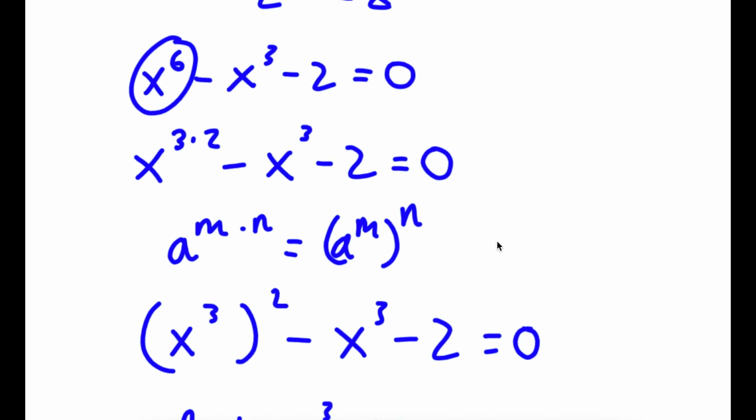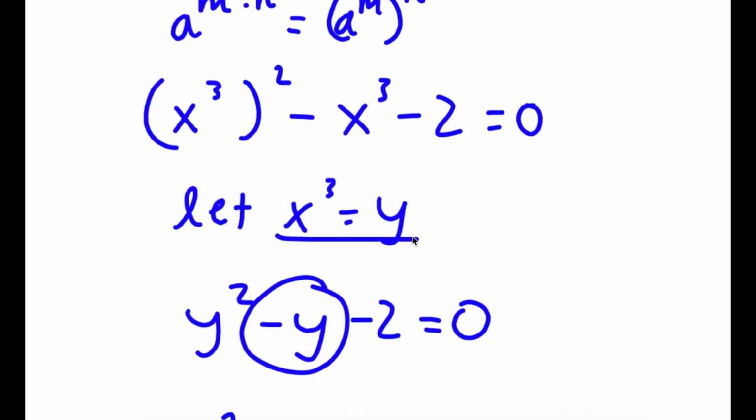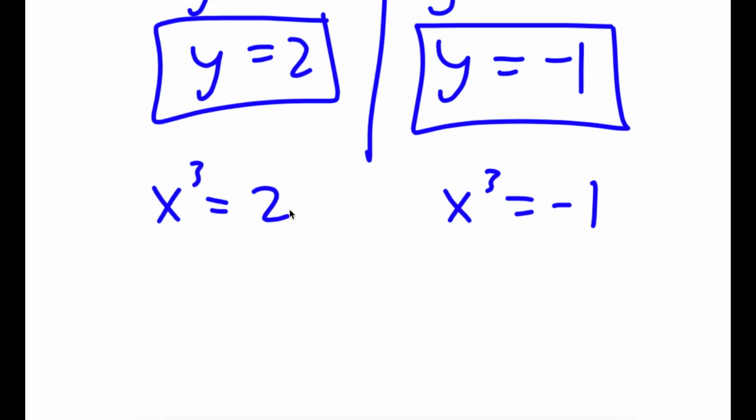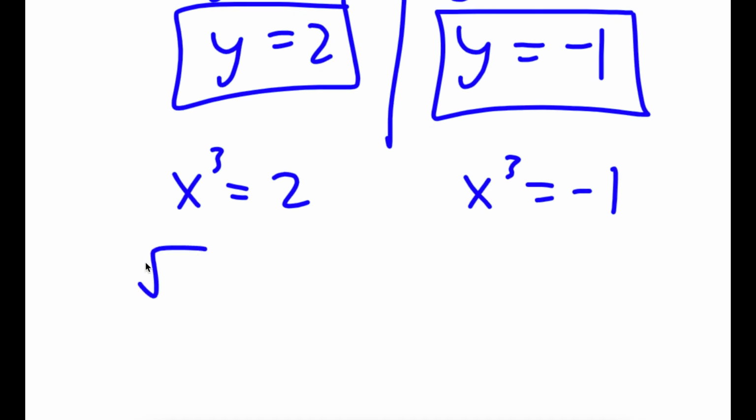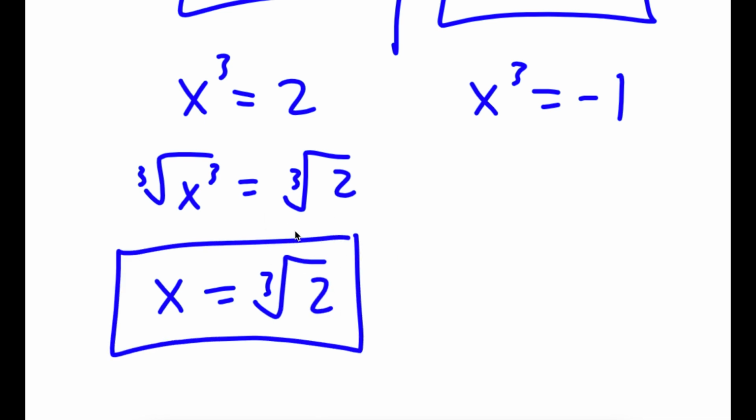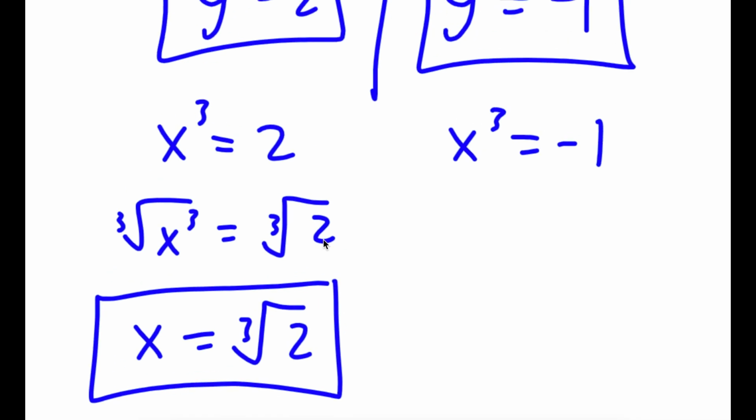So now remember how we let x to the power of 3 equal to y. So if x to the power of 3 is equal to y, and we have two solutions of y, y equals 2 and y equals negative 1, so I have x to the power of 3 is equal to 2. So to solve this, I'm going to take the cube root on both sides. The cube root of x to the power of 3 is x, and the cube root of 2, that's simply cube root of 2. So one solution of x is the cube root of 2.